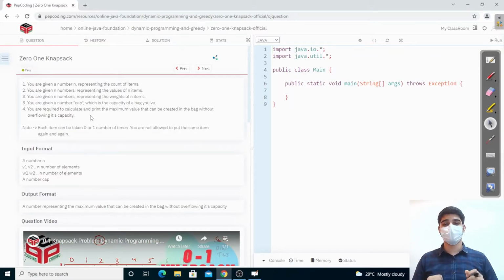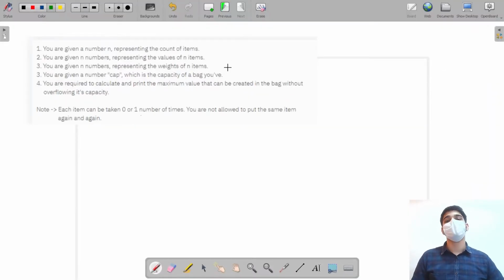In this video, we're going to solve a really exciting and practical problem, which is 01 Knapsack, right? It's a DP question, and over here we have its objective. If we read the objective, it says that we are provided with a number n, which represents the count of items. So we will be provided with items.